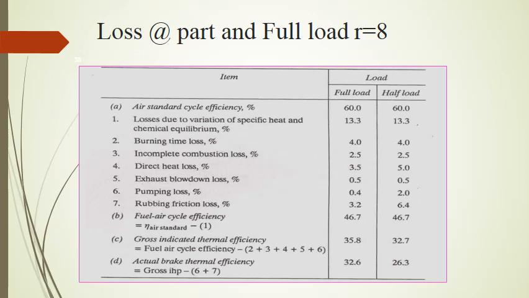So we can see that at full load and half load, losses due to variation of specific heats and chemical equilibrium remain the same. Similarly, the burning time losses, incomplete combustion losses, and exhaust blowdown losses remain the same. The variation occurs in rubbing friction loss. At full load, it is 3.2%, whereas at half load, it is 6.4%. So actual brake thermal efficiency at full load is 32.6%, whereas at half load it is 26.3%.